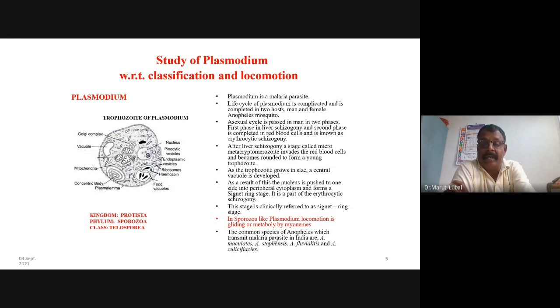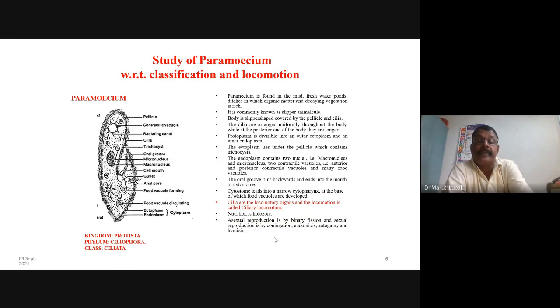In sporozoa-like Plasmodium, locomotion is gliding or metaboly by myonemes. This is about the Plasmodium.